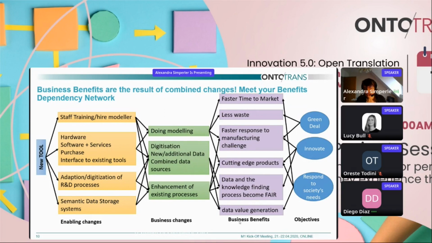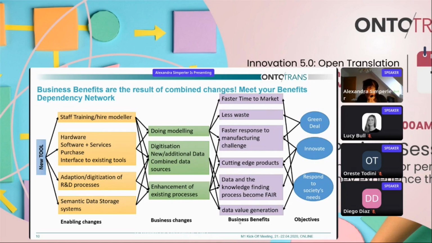Faster time to market, less waste because I can model, faster response to manufacturing challenges. My products are even more cutting edge. And then the data and knowledge finding process becomes FAIR. That's very important, because not only do we know data fairness, but if I know how I found the knowledge and why I found the knowledge, can I use the knowledge? It's a different game. And then, of course, data valorization and data value generation.